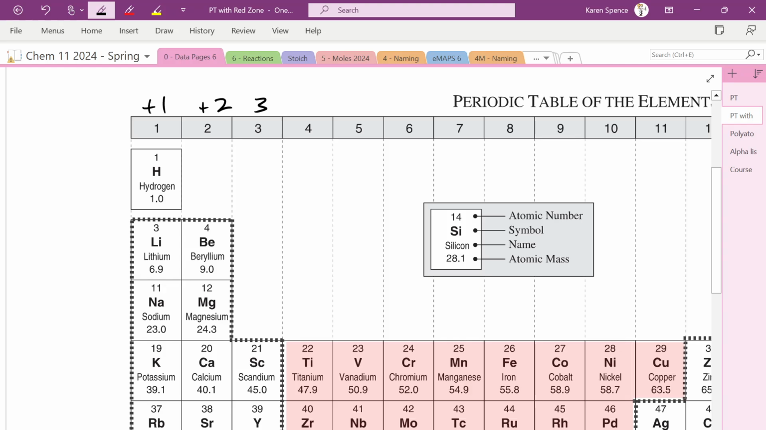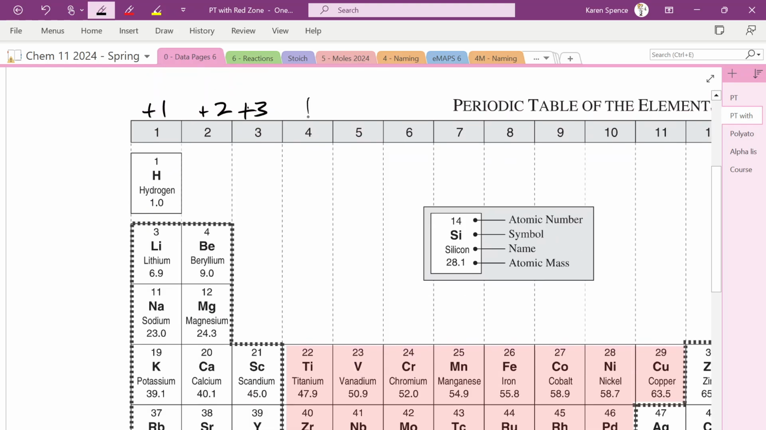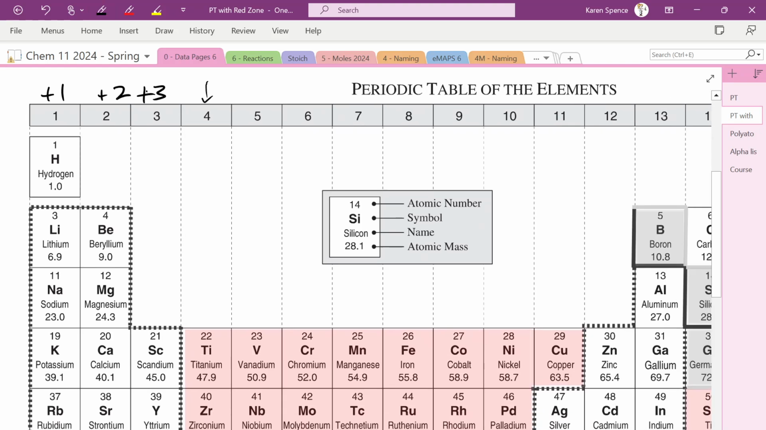Was that good? Okay. Now, if we're in the red zone, because at group 4 we hit the red zone, remember, the Roman numeral will tell you what the charge is. So you don't need a number.